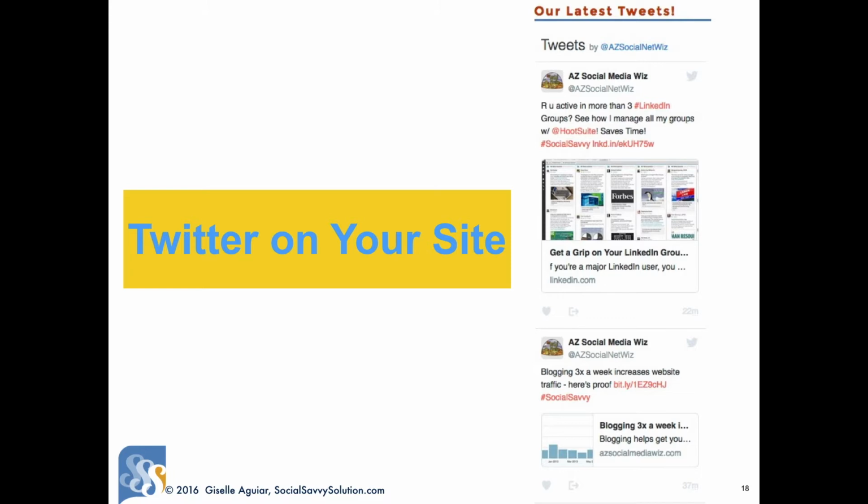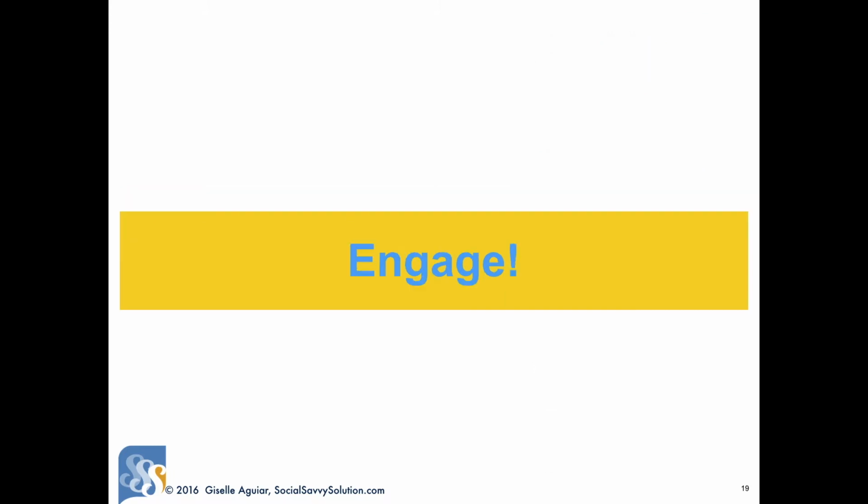With a Twitter widget on your website, it makes it easy for visitors to your site to follow you on Twitter. It pulls your latest tweets automatically. Look for the demo video on how to grab the code and add it to a WordPress site. Engage. This is the social part of social media. You can automate a lot of the content, and I'll show you how to do that in the tools course, but you still have to be social.